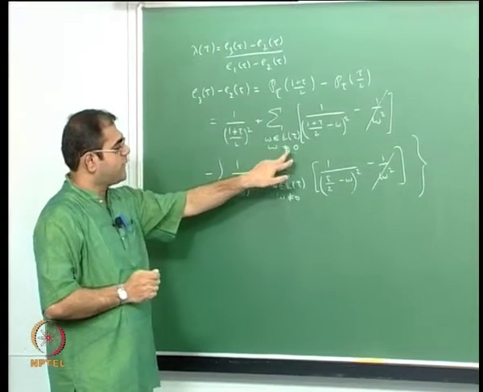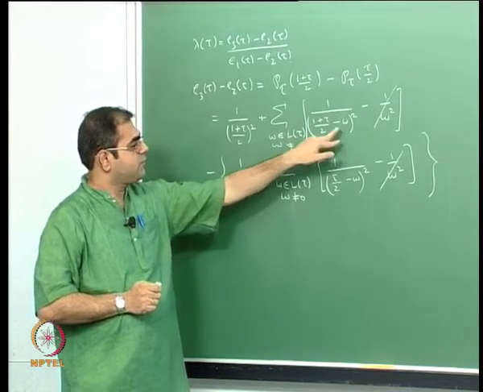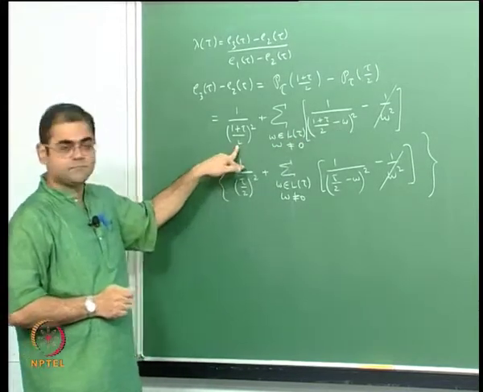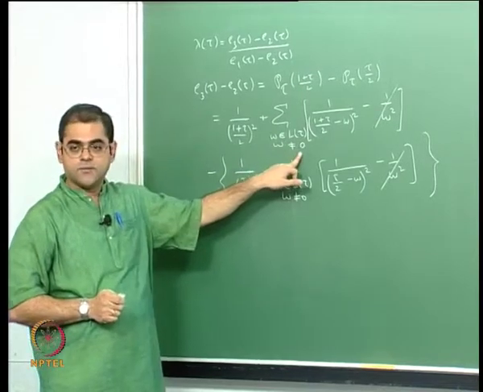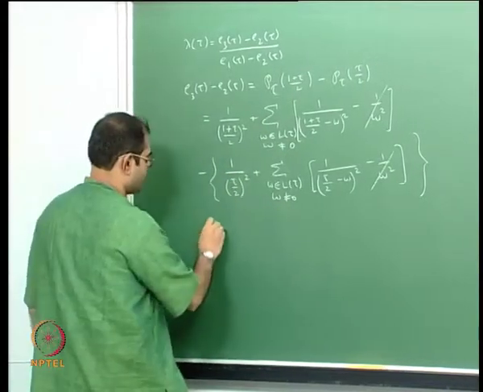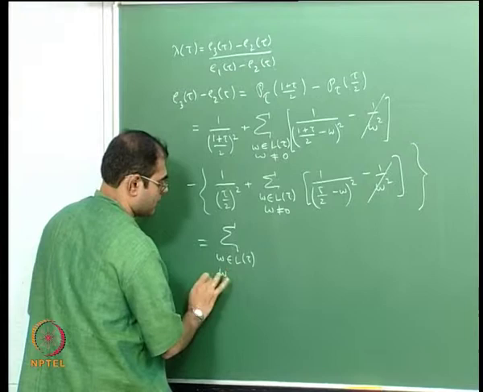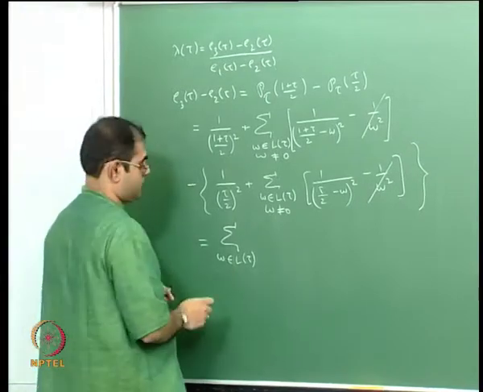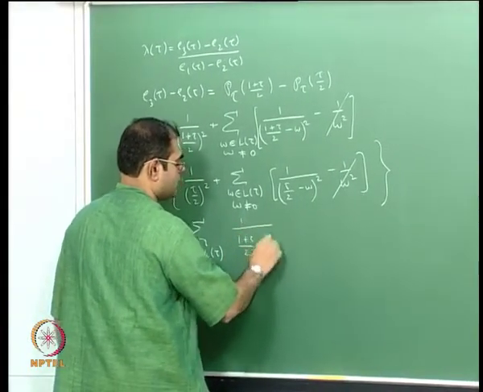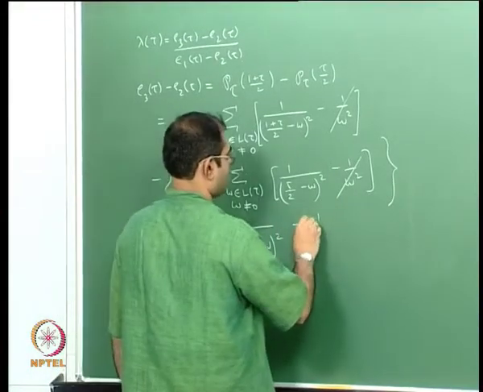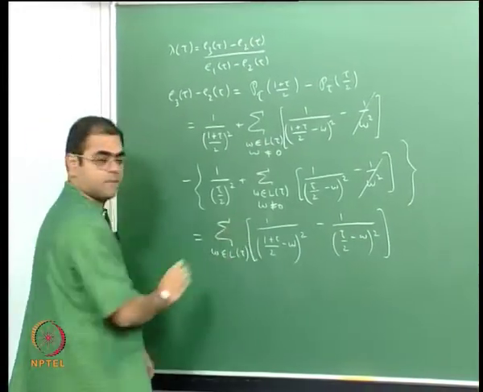You can notice that when I put omega equal to 0 here, I get this term, okay. So I can push this term also into the summation and remove the restriction that omega is not 0. The same thing can be done here. So this simplifies to summation over omega in L of tau, now with the restriction omega not 0 removed, of 1 by 1 plus tau by 2 minus omega the whole squared minus 1 by tau by 2 minus omega the whole squared. So this is what I get, okay.